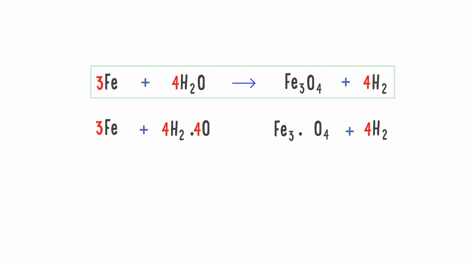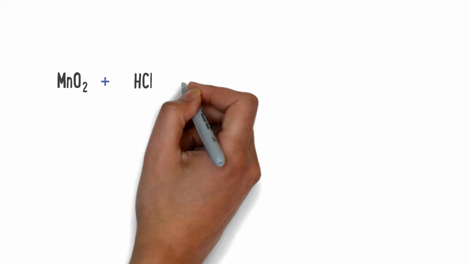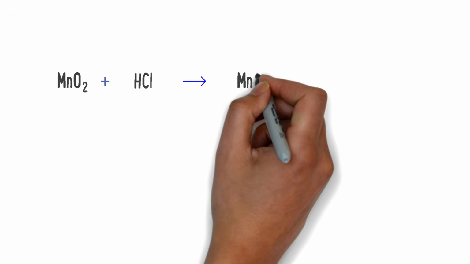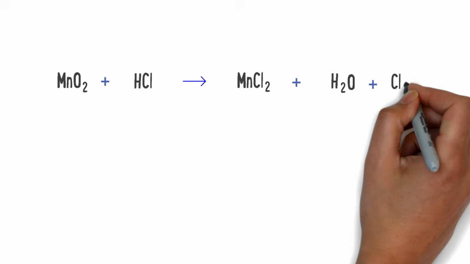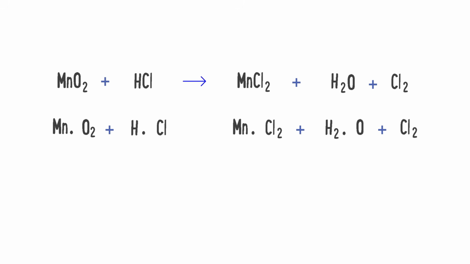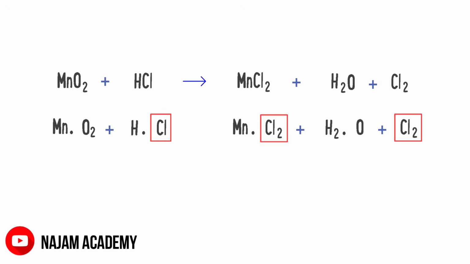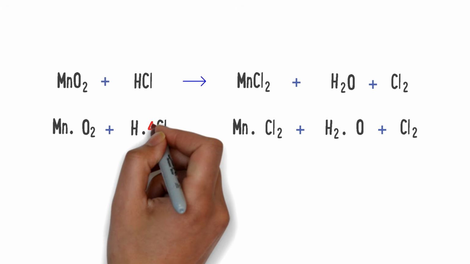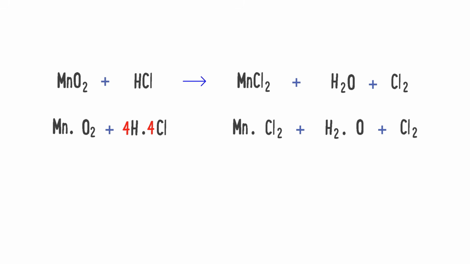Now let me take you to the medium level. Consider manganese oxide plus HCl react together to form manganese chloride plus water plus chlorine gas. I write MnO2 plus HCl and MnCl2 plus H2O plus Cl2 gas. Firstly, balance the chlorine atoms. 1 chlorine atom here, 2 chlorine atoms and 2 chlorine atoms form 4 chlorine atoms. So multiply this chlorine by 4. Also multiply hydrogen with this 4.